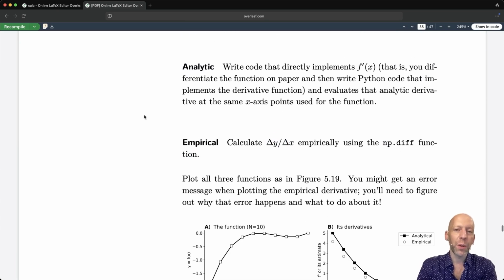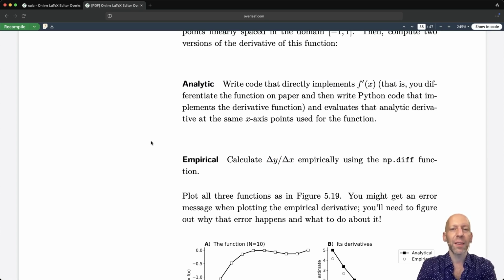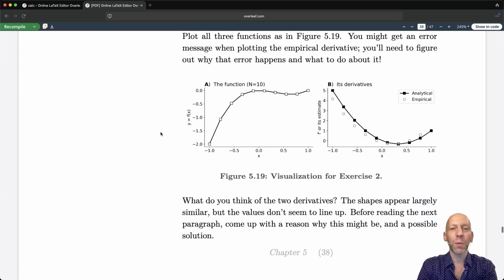Now, in principle, these should be exactly the same, right? In fact, the definition of the derivative is exactly this, as delta x goes to 0. So, in principle, the analytic and empirical derivatives of this function should be identical. But when you make a plot of them, you see here's the function on the left, and here we see the two calculations of the derivative. We have the analytical derivative in black, and we know that that is correct because we solved it analytically, versus the empirical, the numerical approximation.